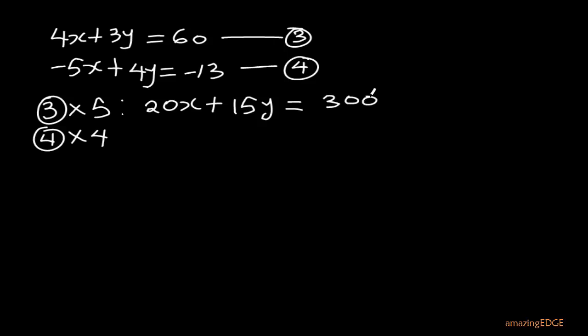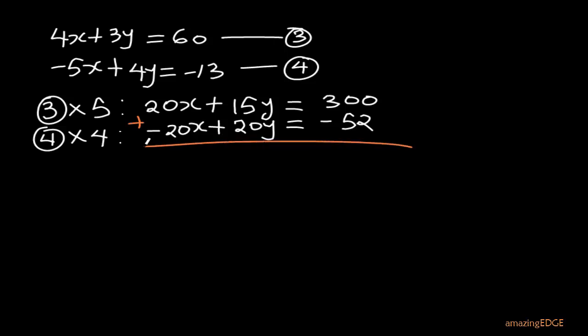Then the second equation, we are multiplying by 4. So 4 times minus 5x gives us minus 20x. Then 4 times 4y gives us 20y. And here 4 times minus 13 will give us minus 52. Okay, so that's what we have. Then you agree with me that to eliminate this x, we just do an addition here. That is 20x plus minus 20x. So that will eliminate.